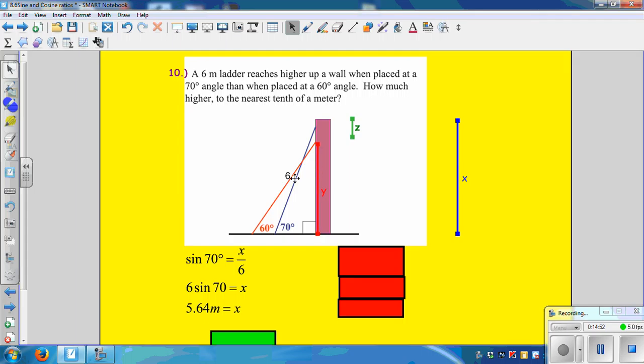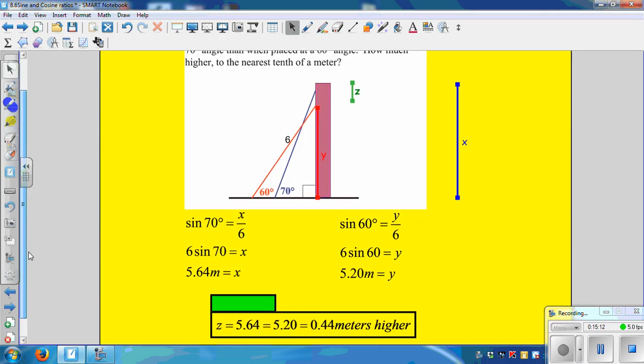Now we're going to do another calculation using the 60-degree angle, and it's going to have a hypotenuse of 6 as well. So we have the sine of 60 is y over 6, and that gives me 5.20 meters. So in other words, at a 60-degree angle, the height where the ladder touches the wall, the top of the ladder, is at 5.2 meters.